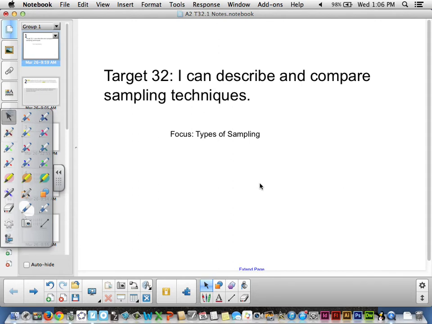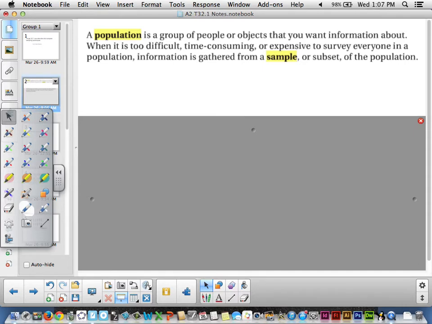Algebra 2, Target 32. I can describe and compare sampling techniques. Focus today is on types of sampling. Before we start talking about sampling, we need to talk about some terminology.